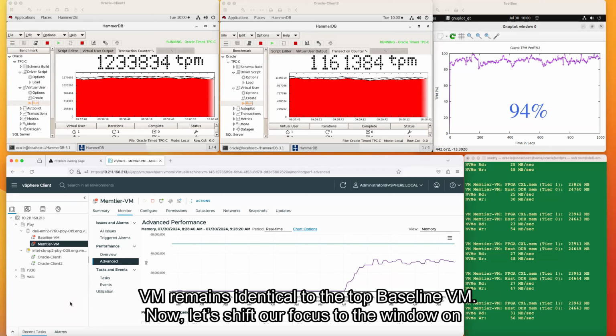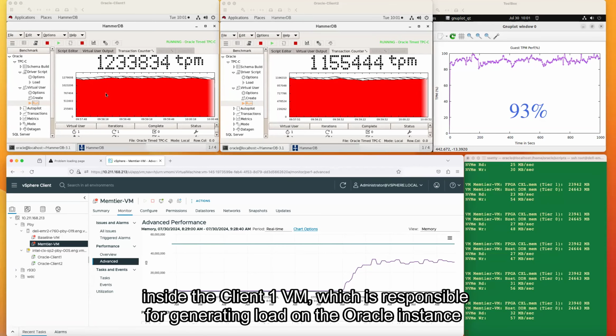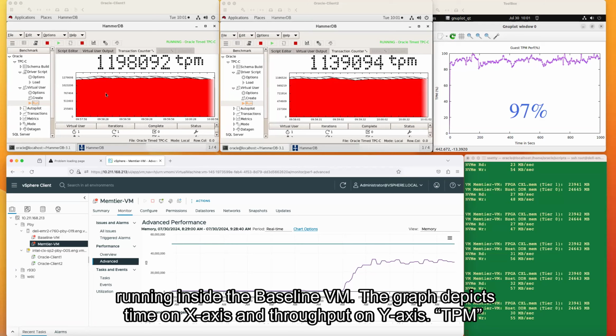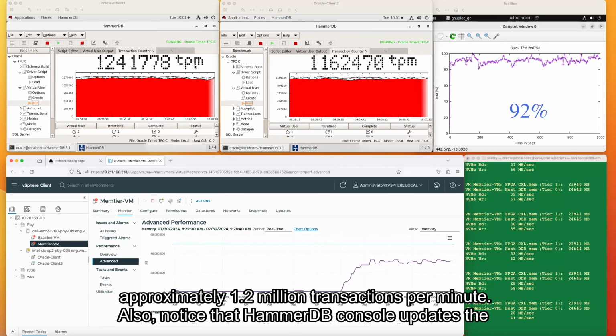Now, let's shift our focus to the window on the top left corner. Here, we are presenting the console of the HammerDB client running inside the Client 1 VM, which is responsible for generating load on the Oracle instance running inside the baseline VM. The graph depicts time on the x-axis and throughput on the y-axis. And TPM here stands for transactions per minute. We observe Oracle throughput is reaching approximately 1.2 million transactions per minute.